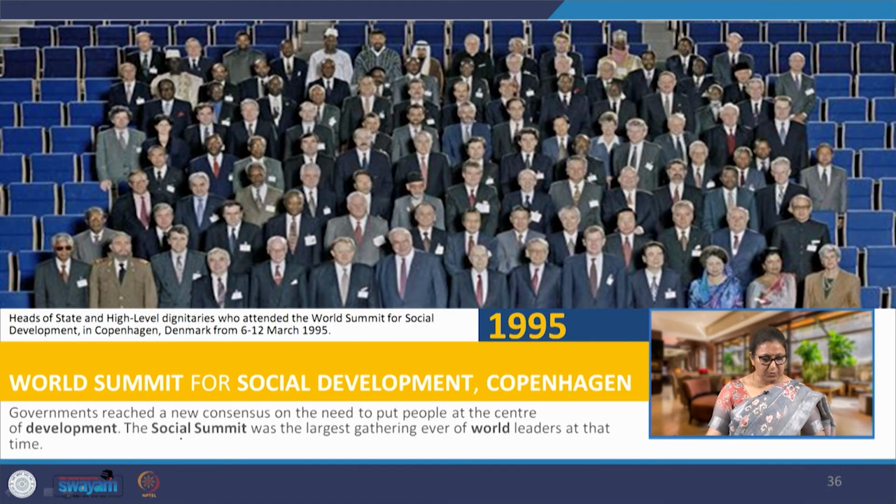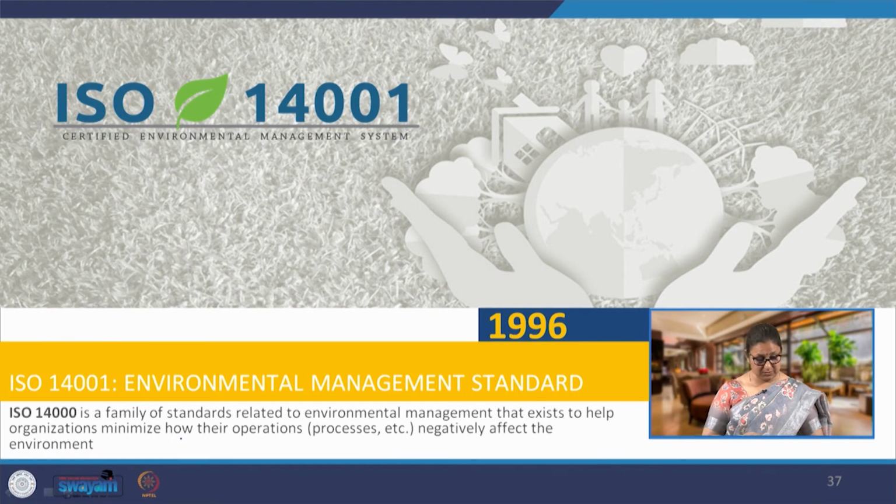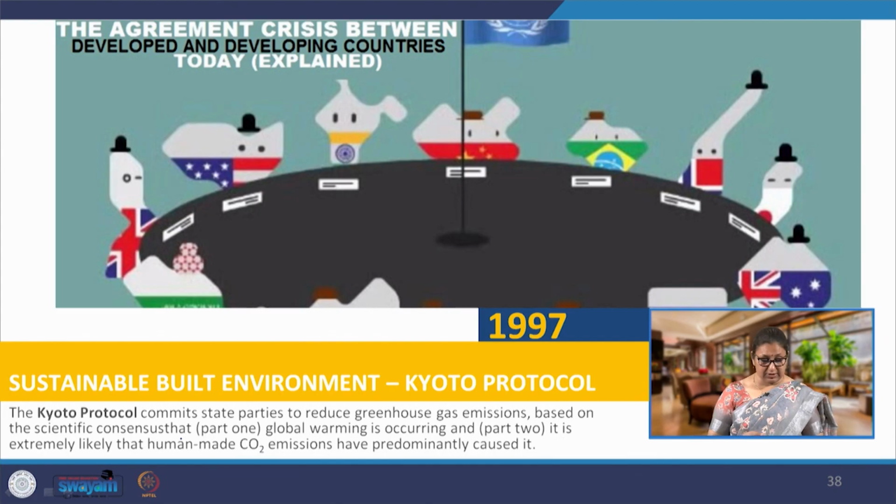This was followed by the World Summit for Social Development. So now we are seeing that the discussion on sustainable development is not just on environment. There is a greater discussion on social development and economic development, and of course, the environment remains at the center of the majority of discussions in sustainable development. Further formulation of policies and frameworks such as Environmental Management Standard ISO 14001 and similar events followed, and then the Kyoto Protocol came into effect in 1997.